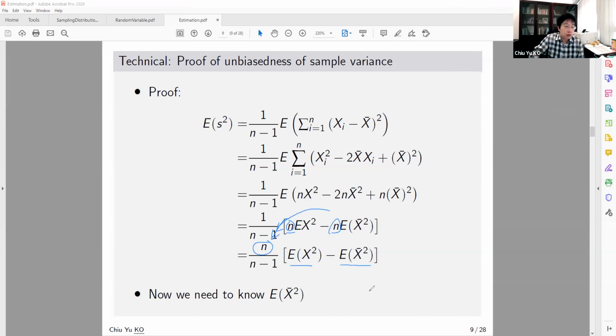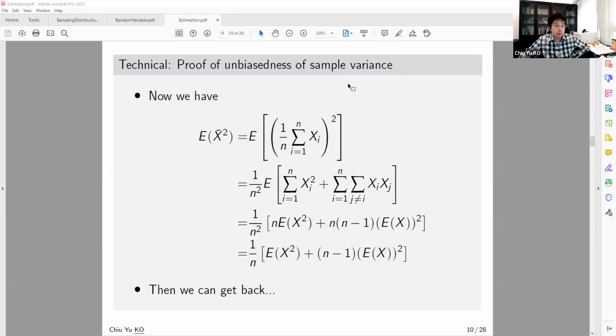The next part is, first we want to check what this particular guy is. What is the expected value of x bar squared, the expected value of the square of the sample mean? So that's what we're going to do. Is that okay? How do you solve this? It's not terribly complicated, just some algebra.